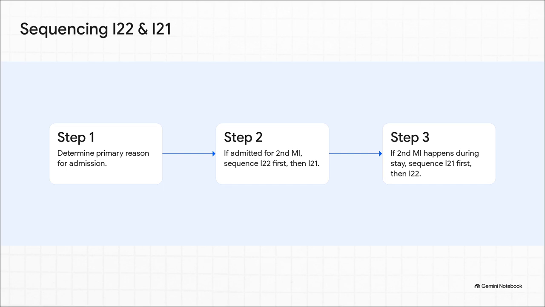But which one goes in the first slot? Let's walk through this simple logic path so you never get your sequencing flipped. Step 1 is always determining the primary reason for admission. Step 2, if the patient is admitted specifically for the second MI, meaning they were already discharged and then had another heart attack at home, you sequence I22 first, followed by the initial I21 code. However, step 3, if they were admitted for the initial MI and that terrifying second MI happens during that very same hospital stay, you sequence the initial I21 first, followed by the subsequent I22. It is 100% dependent on the specific circumstances of the encounter.